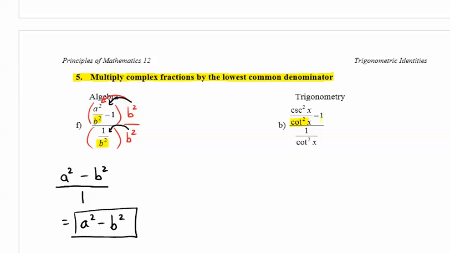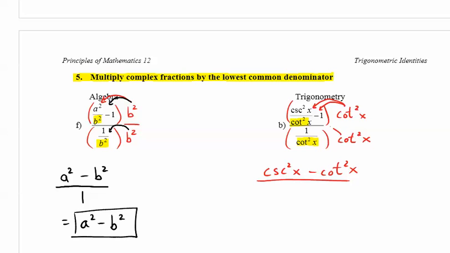This expression really has the same form as the one on the left. So just look for all the denominators, and I'm going to multiply the top and the bottom of the fraction by those denominators. So cotangent squared times cosecant squared over cotangent squared is just cosecant squared x. The cotangents cancel. Cotangent squared times negative 1 is negative cotangent squared x. And cotangent squared times 1 over cotangent squared will cancel, leaving just 1.